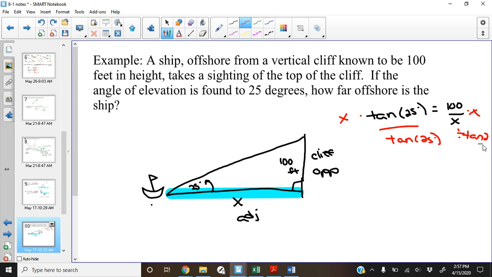Sorry, it's not wanting to sneak in there. So you know that that's supposed to be 25 degrees. So that means the x's are gone, and then you're dividing 100 by tan of 25. So x equals 100 divided by tan of 25 degrees. And just for time's sake, I'm going to tell you what that ends up being. It is 214.45 feet.